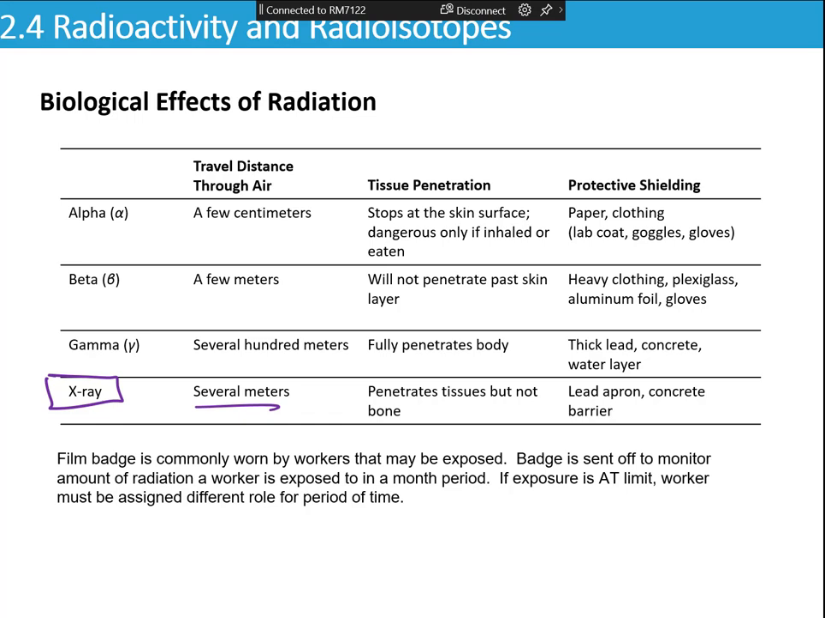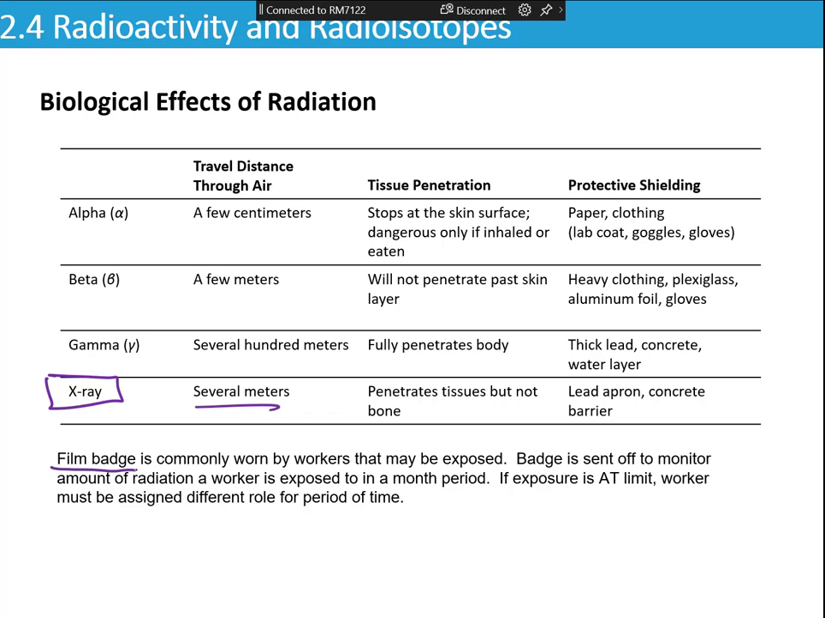If you are doing these routinely, then you will commonly get a film badge. A film badge just clips onto your work clothes, and you keep it for a period of time. Then they send it in and it gets checked. They look at how much ionizing radiation the film badge was exposed to. So it is a way of monitoring how much energy you've been exposed to.